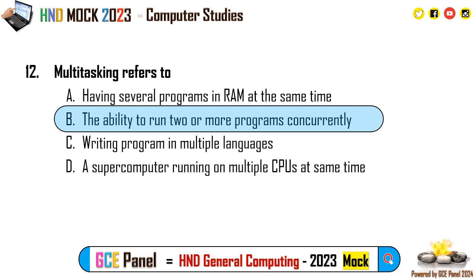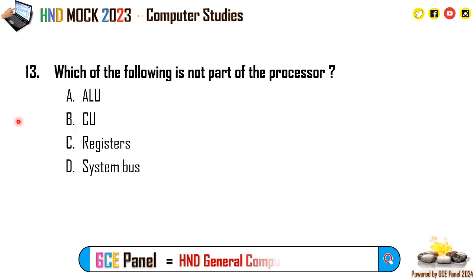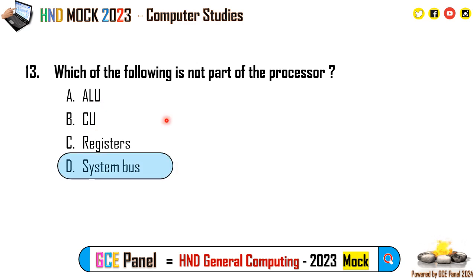13. Which of the following is not part of the processor? You have the arithmetic and logical units, the control unit, the register, system bus. So all these first 3 are parts of the processor except the system bus, okay? Question 14.